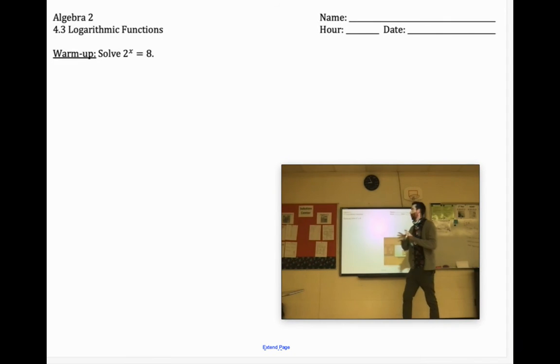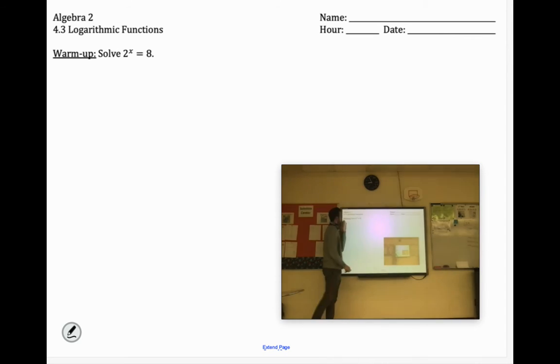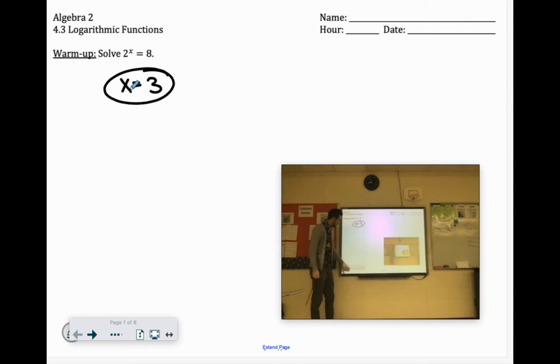Hey, we're talking logarithmic functions. Logarithms are basically fancy exponents. So if you were solving 2 to the x equals 8, 2 to the what power would give you 8? Well, 2 to the first is 2, 2 to the second is 4. 4 times 2 would give us 8, so it's 2 to the third. So x equals 3.